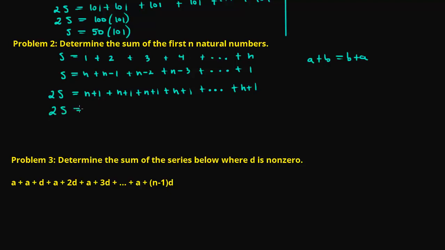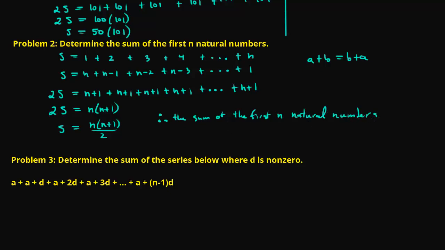So I get that 2S is equal to n times n plus 1, and thus S is equal to n times n plus 1 over 2. Therefore, the sum of the first n natural numbers is n times n plus 1 over 2.